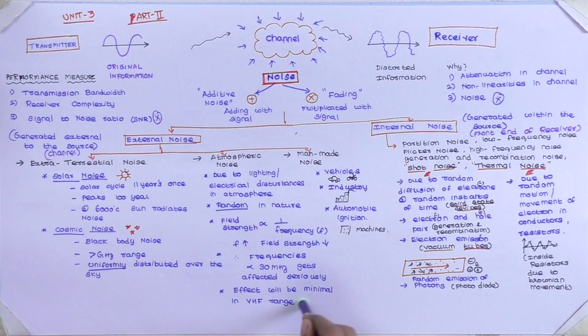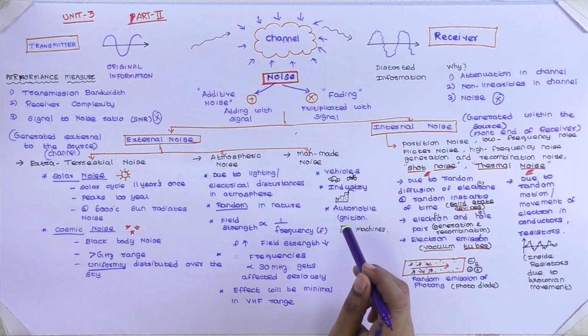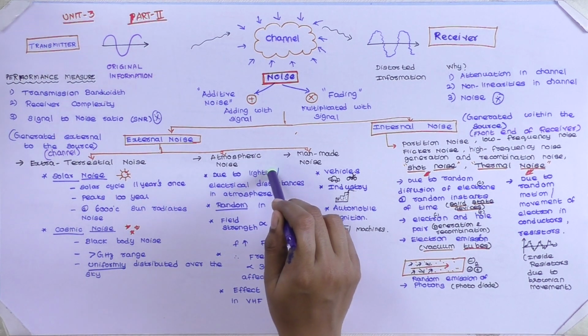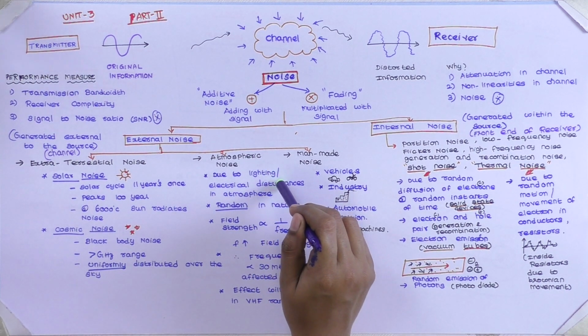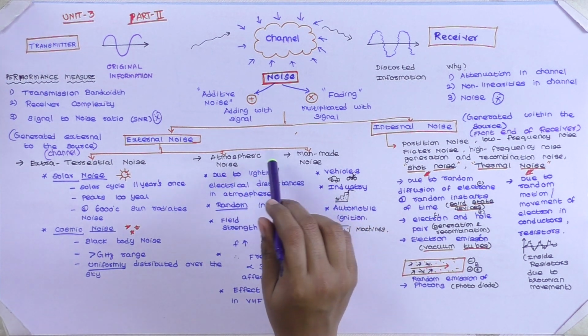First we will see what atmospheric noise is, what the possibilities for atmospheric noise are, and what may be the reason for atmospheric noise. Can we give some examples? Lightning and thunderstorms are some of the examples of atmospheric noise.